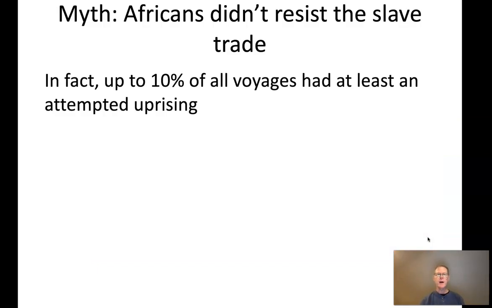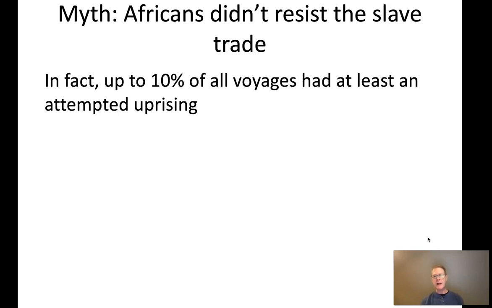That's the next point. There's a myth that Africans didn't resist the slave trade. And in fact, up to 10% of all voyages had at least an attempted uprising. It is true that you don't have many uprisings that are successful if you define success as getting back to Africa. But I don't think that was their goal. For the most part, their goal was to prevent being sold into the Americas. And if they died along the way, that was preferable to making it into slavery.